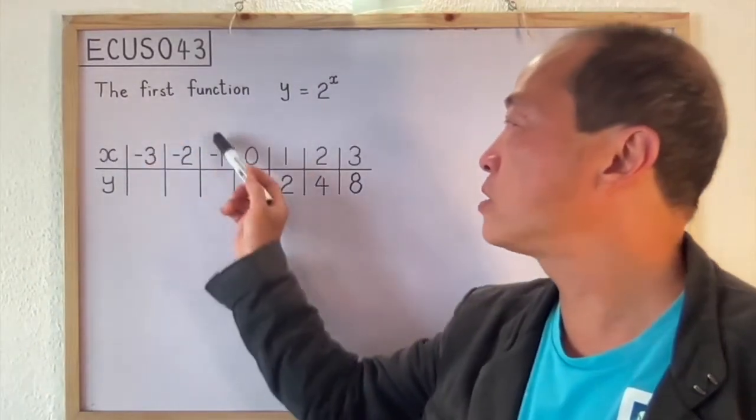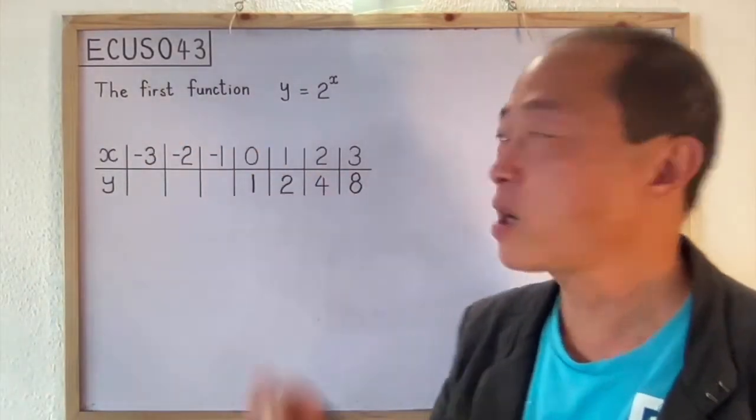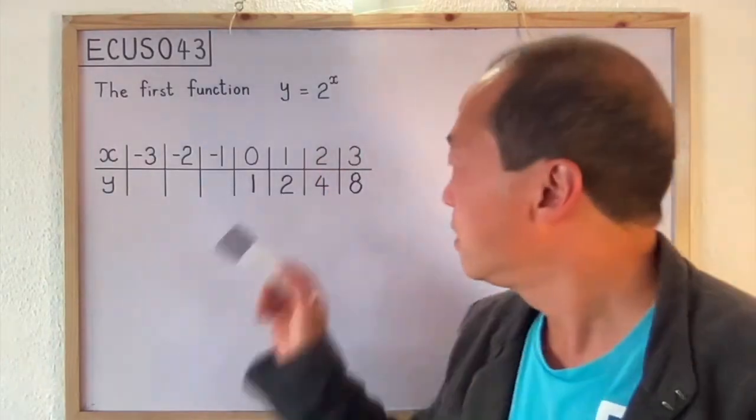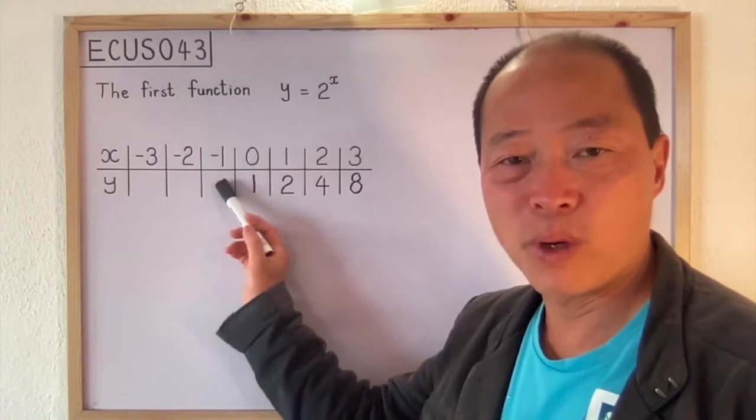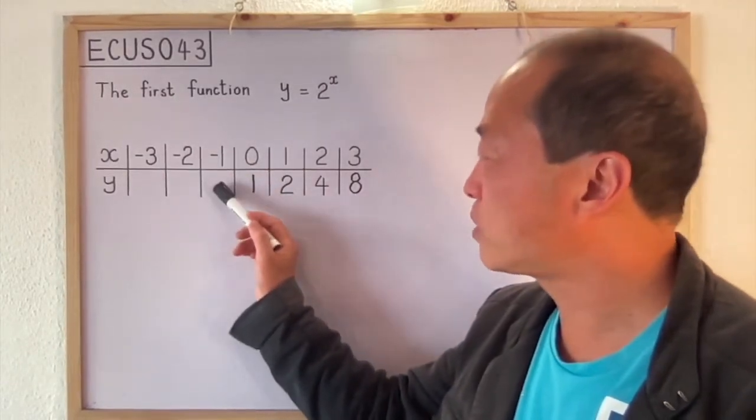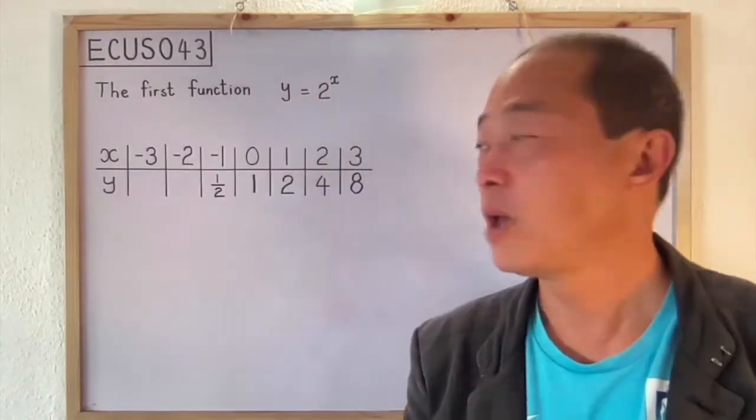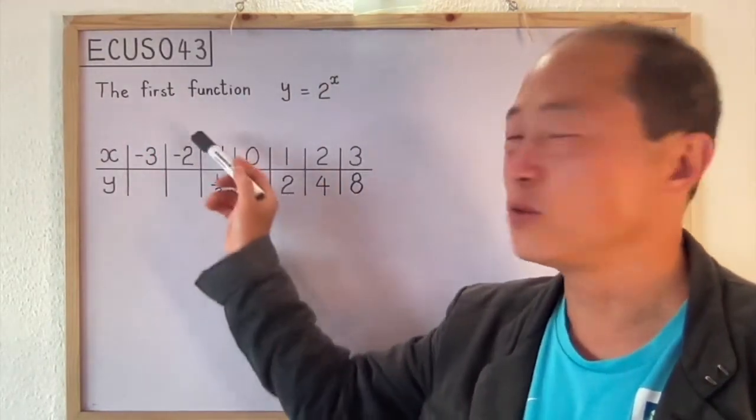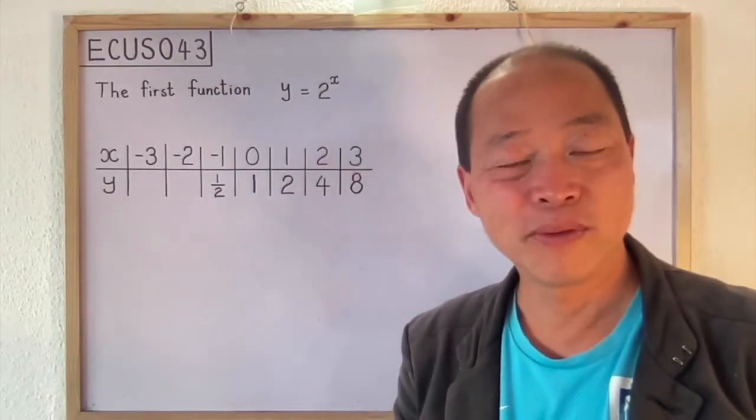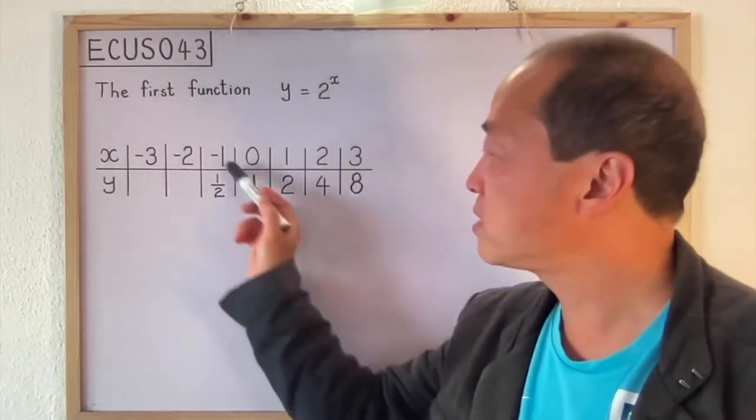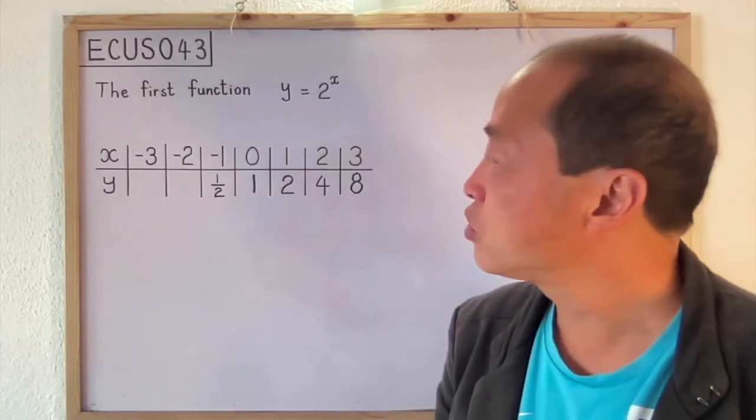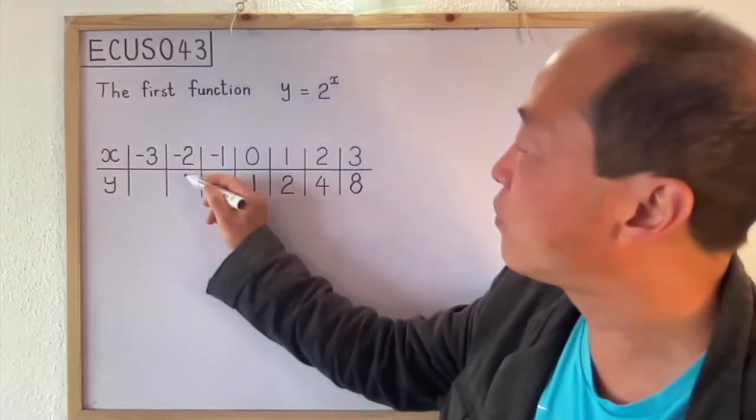When x equals minus 1, we need to work out 2 to the power minus 1. With similar argument, 1 divided by 2 is 1 over 2. 2 to the power minus 1 is 1 over 2. When x equals minus 2, we need to work out 2 to the power minus 2. With similar argument, we divide 1 over 2 by 2. It is 1 over 4. 2 to the power minus 2 is 1 over 4.